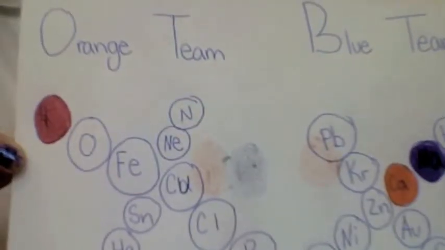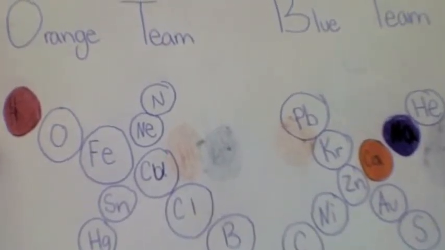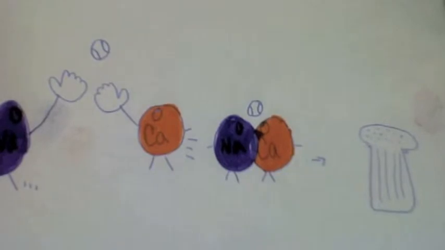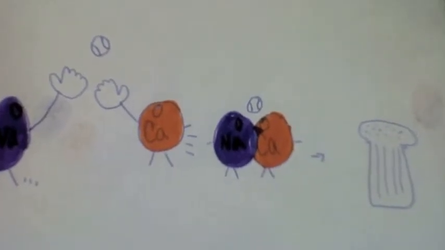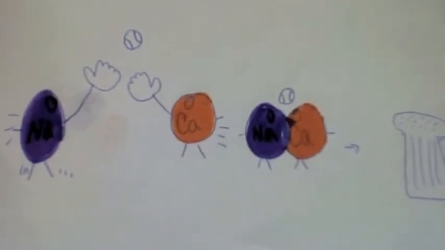Hello, folks, and welcome to the National Elements Baseball. On the orange team, the elements are hydrogen, oxygen, iron, copper, chlorine, boron, neon, tin, nitrogen, and mercury. And on the blue team, there is carbon, zinc, calcium, nickel, sodium, helium, krypton, lead, gold, and sulfur. It looks like hydrogen is up to bat. Oh my, folks, it looks like hydrogen has hit the ball so far. Sodium and calcium are running to catch the ball. They are so close. It looks like sodium and calcium have formed a new compound called table salts.